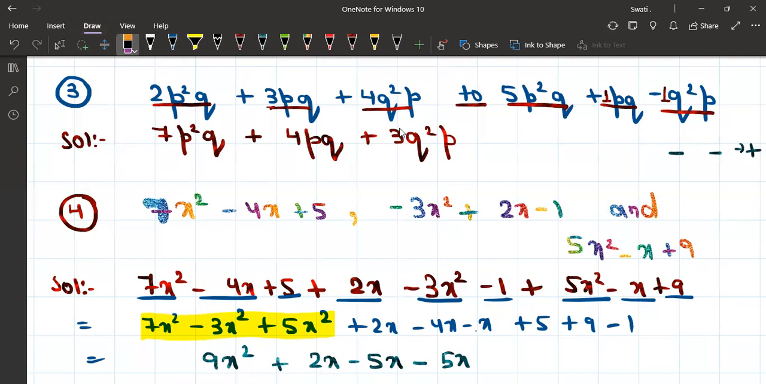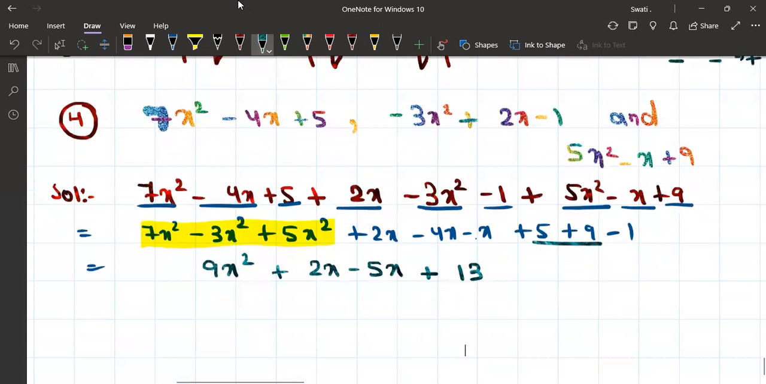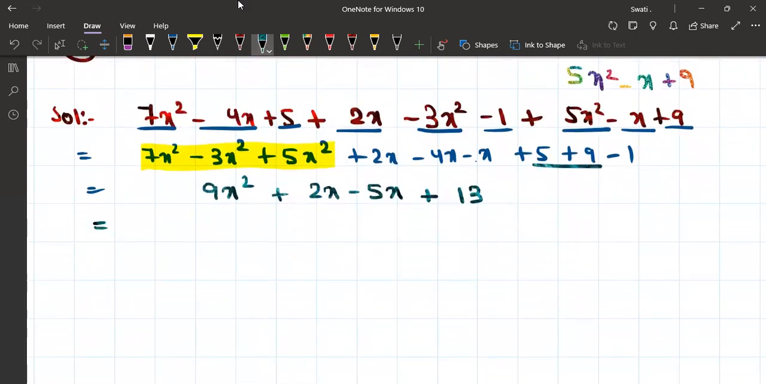So I don't need to write down this again. So 2x minus 4x minus x is minus 5x. Now next is 5 plus 9 is 14, right? And then 14 minus 1 is 13. And now I can go to the next step and I can clearly write down that this is 9x squared.